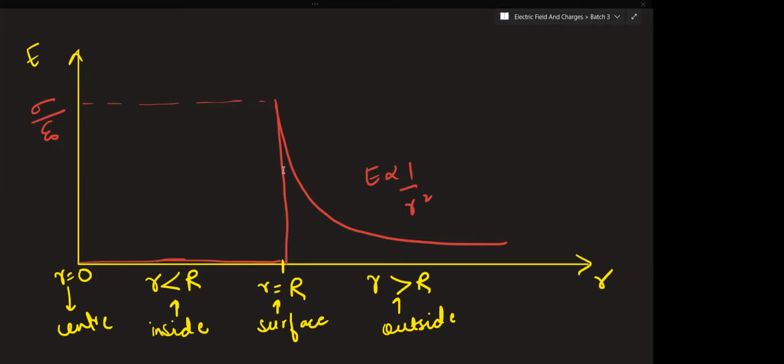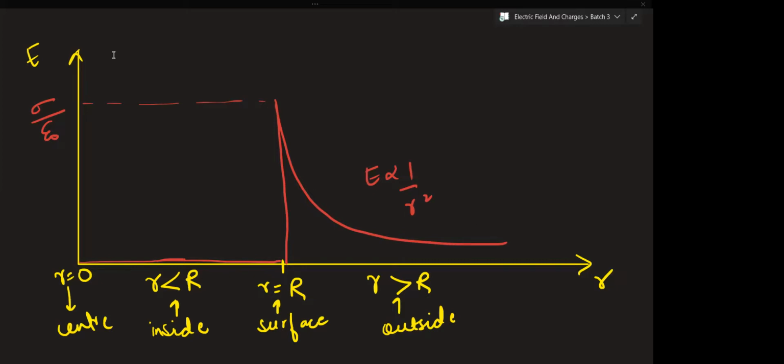Then at the surface, there is no dependence on small r. The electric field value was sigma divided by epsilon naught. This was sigma by epsilon naught, that was the value at the surface. Now after it, which point will be above the surface? Outside point. And we had seen the electric field varies inversely proportional to r. So whenever there is inverse proportionality, we draw the graph in this manner.